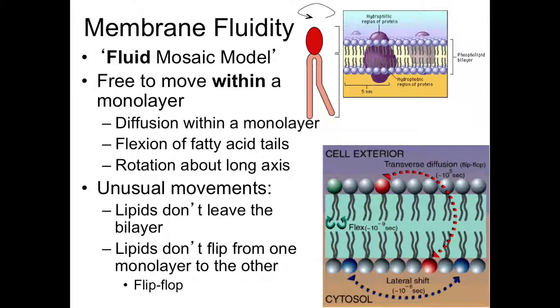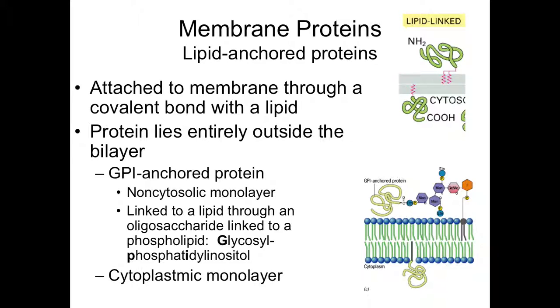But sometimes that gets confusing because in the ER or in the Golgi, the inside of those organelles, the lumen of those organelles, is the non-cytosolic monolayer. It's not facing the cytosol. So the cytosolic monolayer of membranes of the Golgi are the outside of those organelles. Okay, but when you get to the plasma membrane, when those vesicles fuse to the plasma membrane, then the cytosolic monolayer stays the cytosolic monolayer.